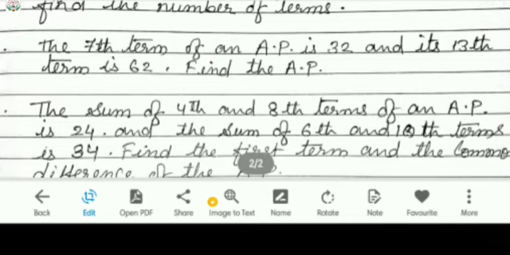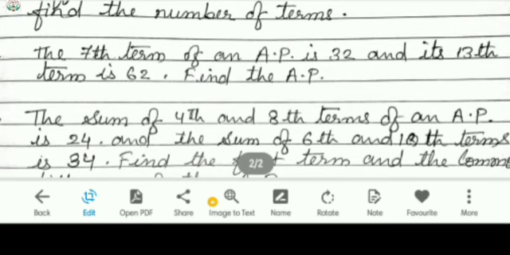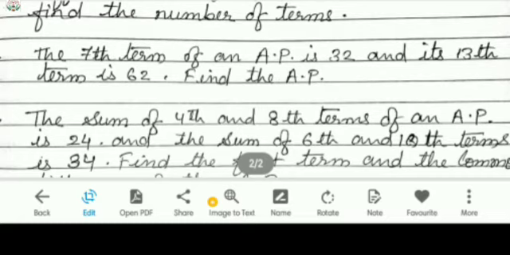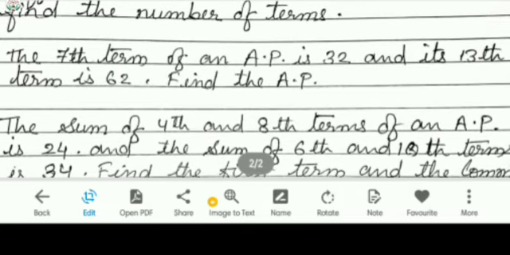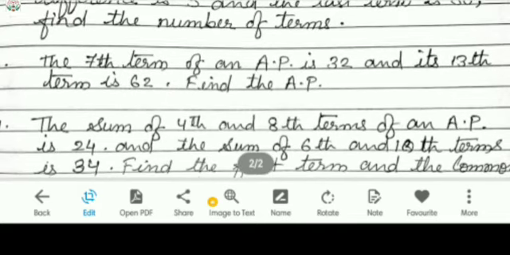After getting A and D, we can easily get the AP. The sequence is A, then A plus D, then A plus 2D for the third term, then A plus 3D for the fourth term. Put the values of A and D there and you will get the answer. Likewise you can make the series of AP.